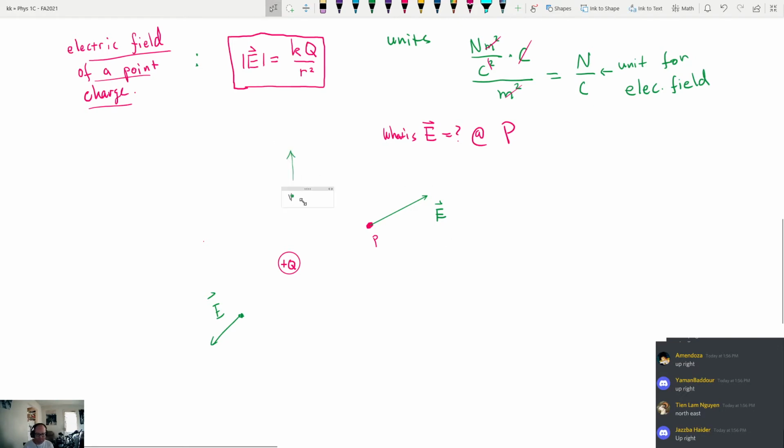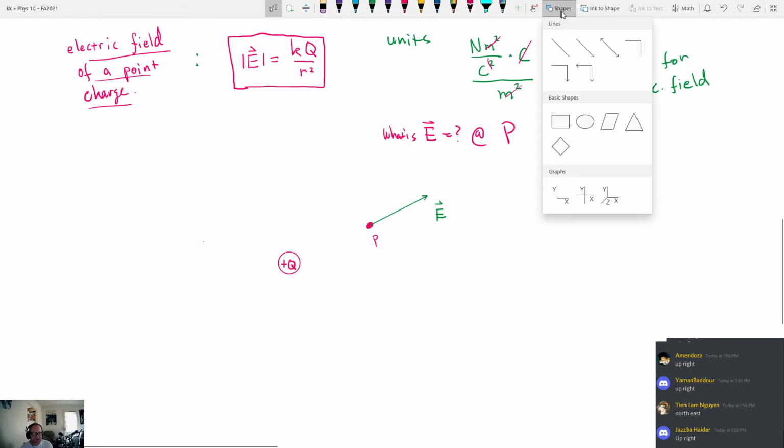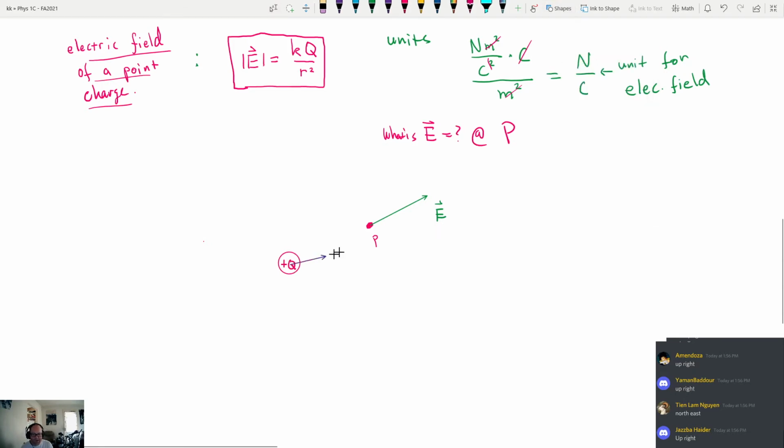So we know what it is. We know the direction. We also know how the magnitude is defined. Let's see if we can bake the direction into our definition. Now, something that you're going to see show up a lot in this class, and you're going to have to start getting used to, is radius vectors, or position vectors, however you want to call it.